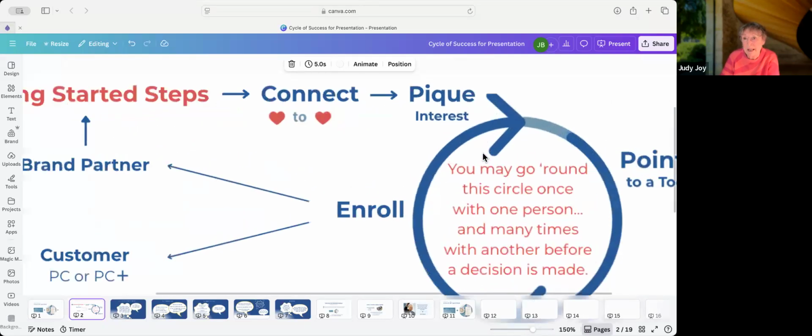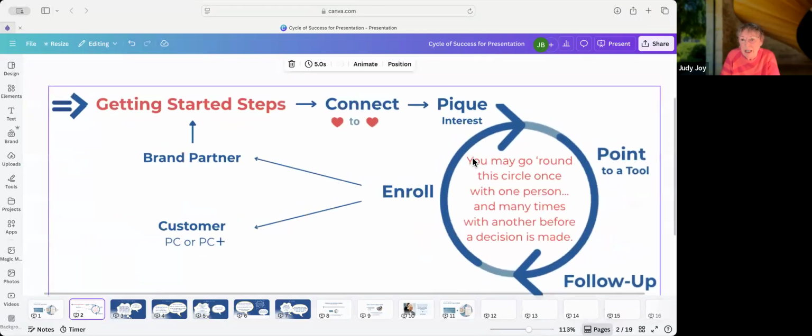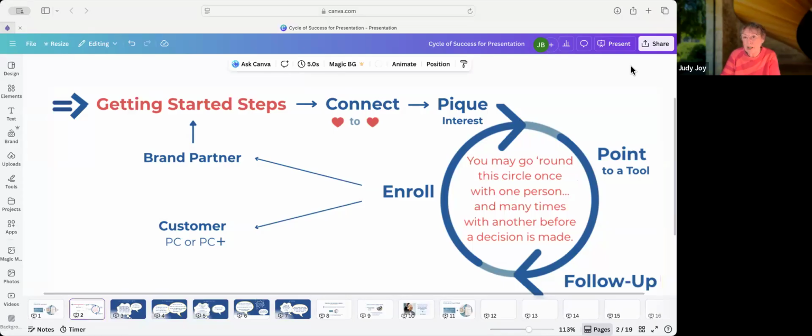But the main purpose of this image that took me forever to create, but the desire was there, is to introduce people to the concept that you may go round this circle once with one person. They say, yes, I'm ready to get started. I want to be a customer. I want to be a brand partner. Or they're not ready. And you could go around the circle many times with another person before a decision is made. And I often feel that this circle is what many of our new brand partners are missing. So this is the overall cycle of success.